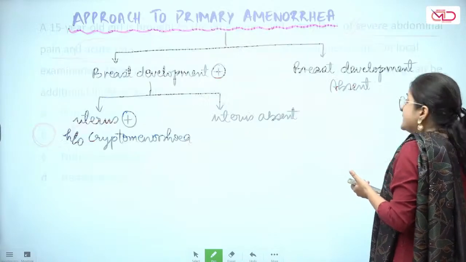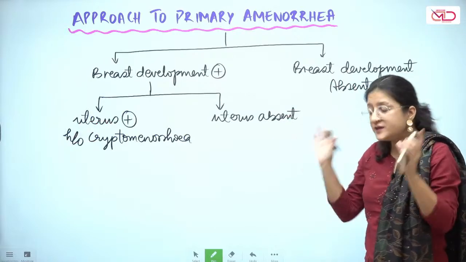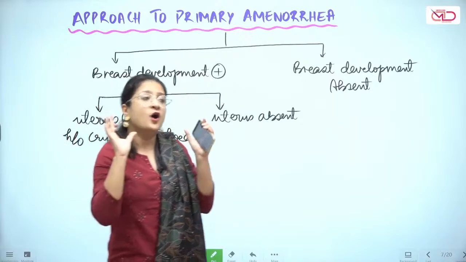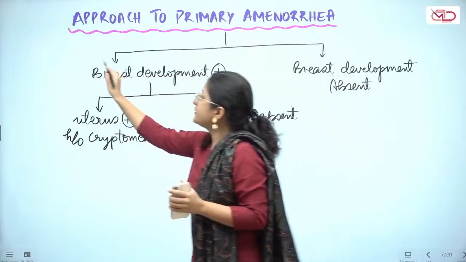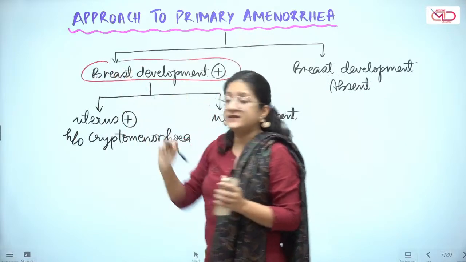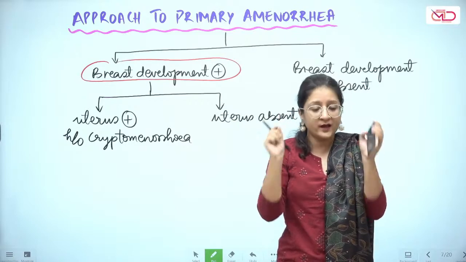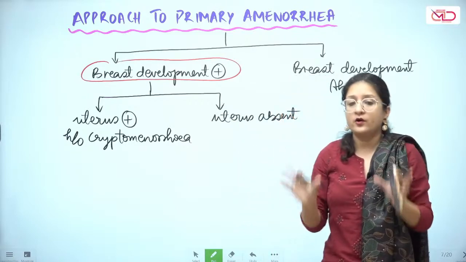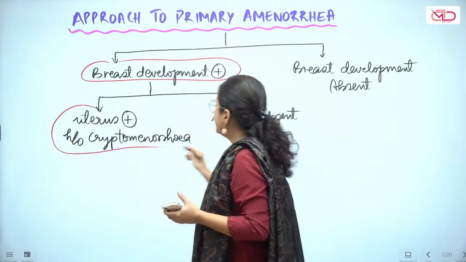Now, let's have a look at the approach to primary amenorrhea. Each of these approaches is very, very important. Okay, we'll deal with them one by one. That will make it easier. So whenever there is primary amenorrhea and breast development is present, that is what you should look at first. If they are asking you a question, look at what they are telling you, whether breast development is there or not. If breast development is present, look at what they are providing you information about.